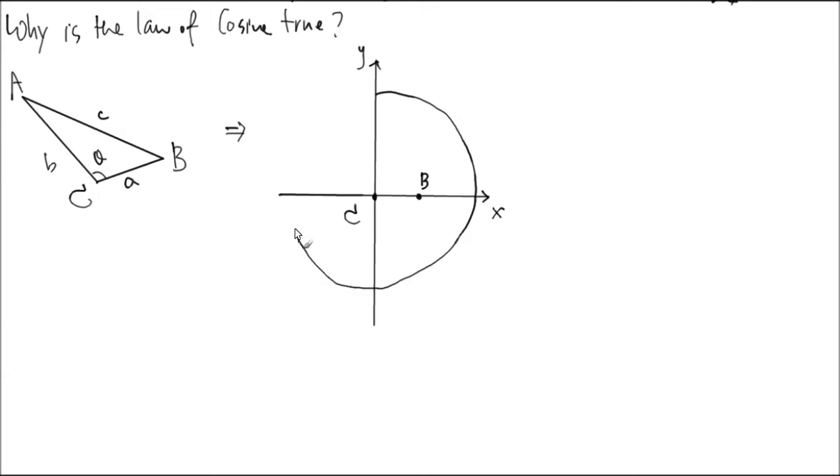Draw a circle first and sketch a triangle like that. Okay, and then that's A. Can you imagine that? Take that triangle and rotate it a little bit around and put that C at the origin and B on the positive x-axis, like that. Because we're just rotating it, the angle theta doesn't change. Theta is still there, right?